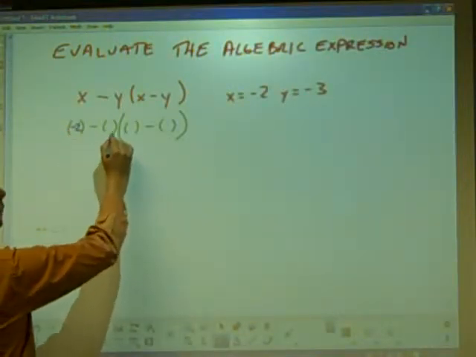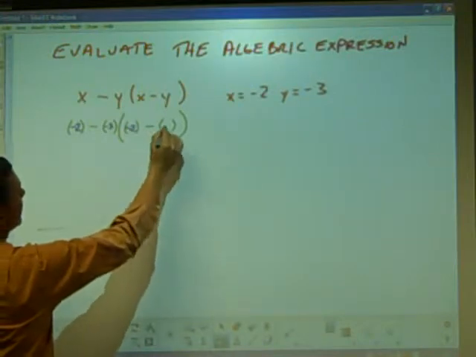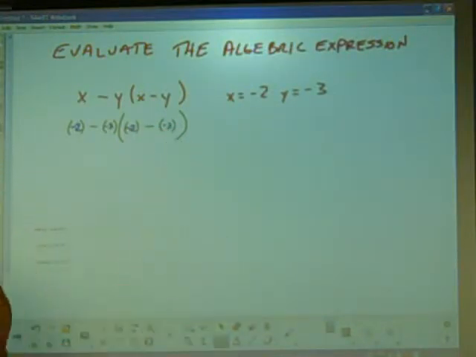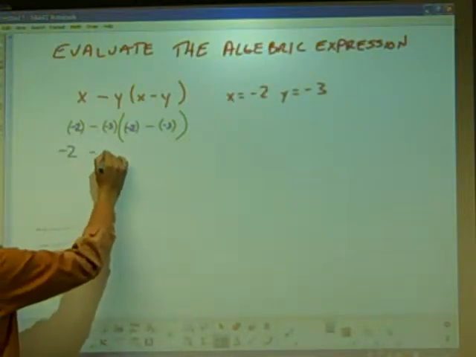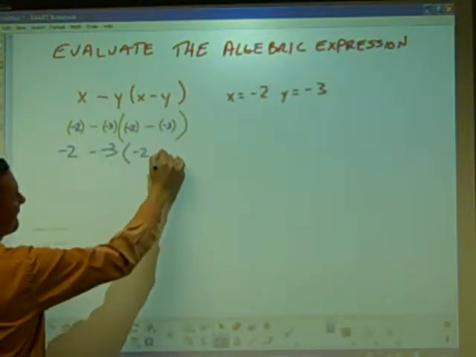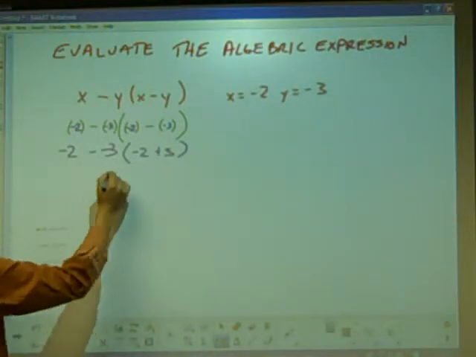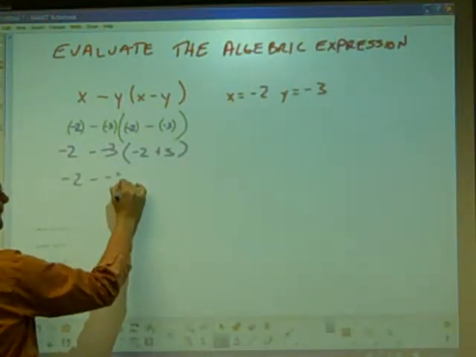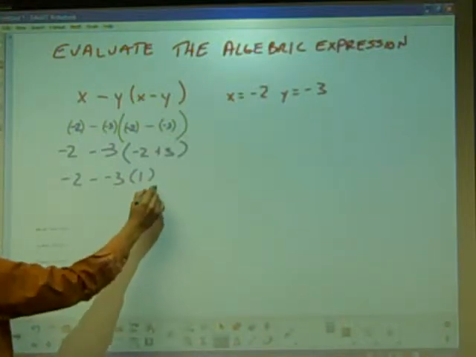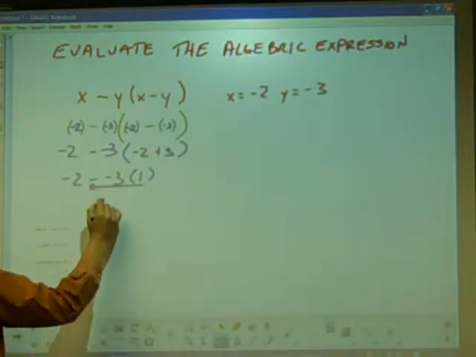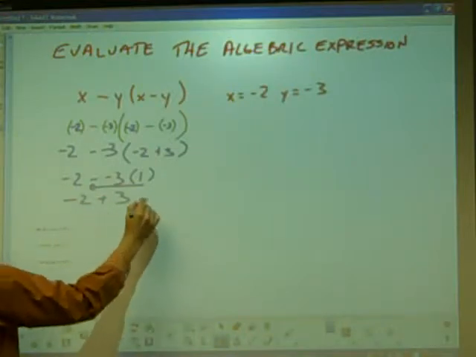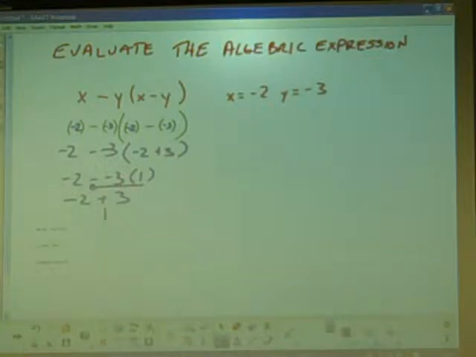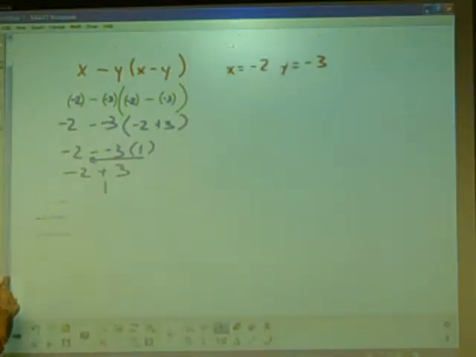I'll insert x and y. Alright, and then I'll do some simplification here. I have to work in parentheses first, get that value, which is 1. I look left. Negative negative is a positive. 3 times 1 is 3. Negative 2 plus 3 is 1. And that's the first solution on this set here. The answer to the algebraic expression is 1.